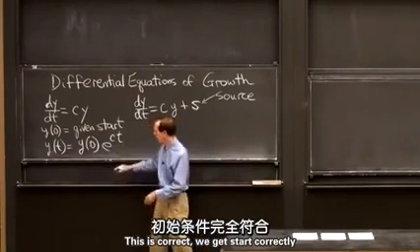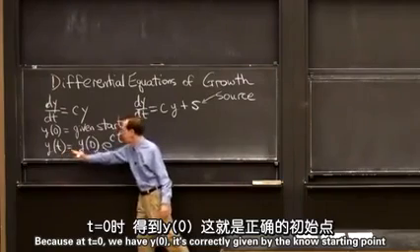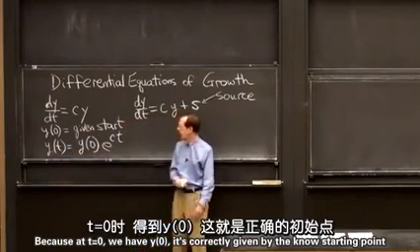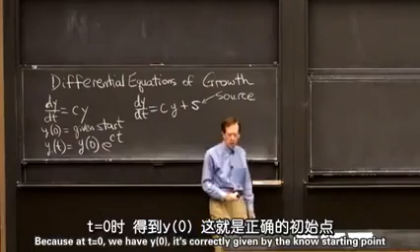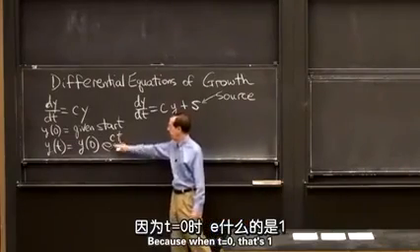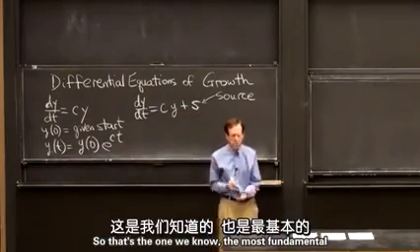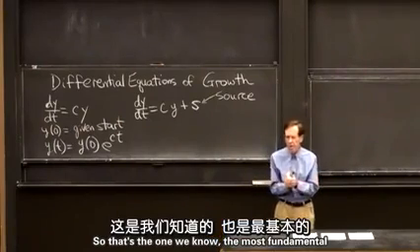We get started correctly because at t equals 0, we have y of 0 is correctly given by the known starting point, because when t is 0, that's 1. So that's the one we know, the most fundamental.